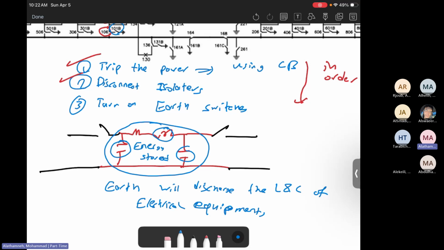If you need to do maintenance on the transformer, make sure to turn off all of the circuit breakers, then disconnect all of the isolators, and after that, do earthing for the transformer. Otherwise, it will be a problem. If you didn't do the earthing, the crew who are doing the maintenance will be shocked, electrocuted, and it can cause deaths.